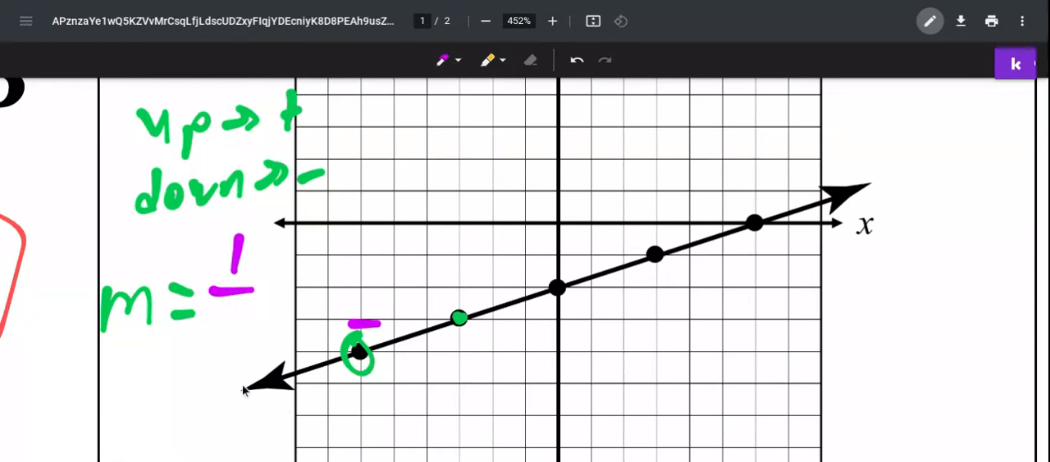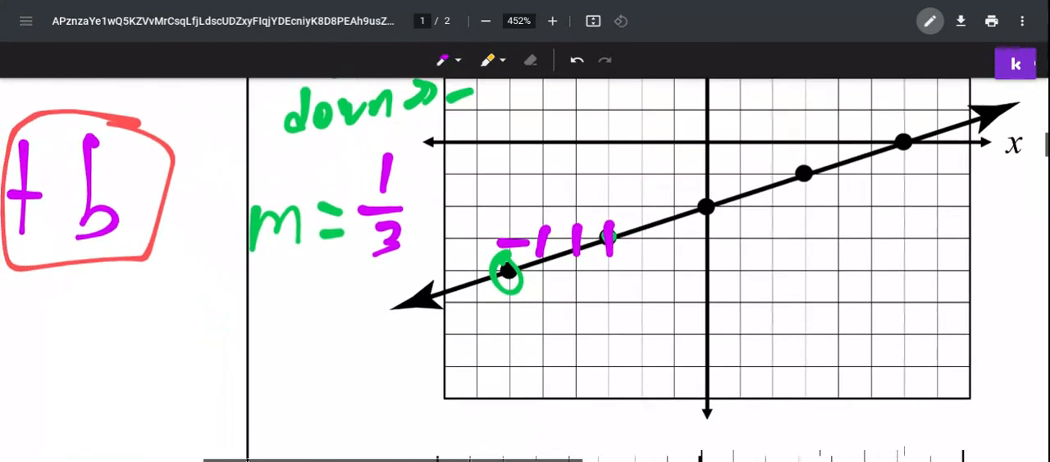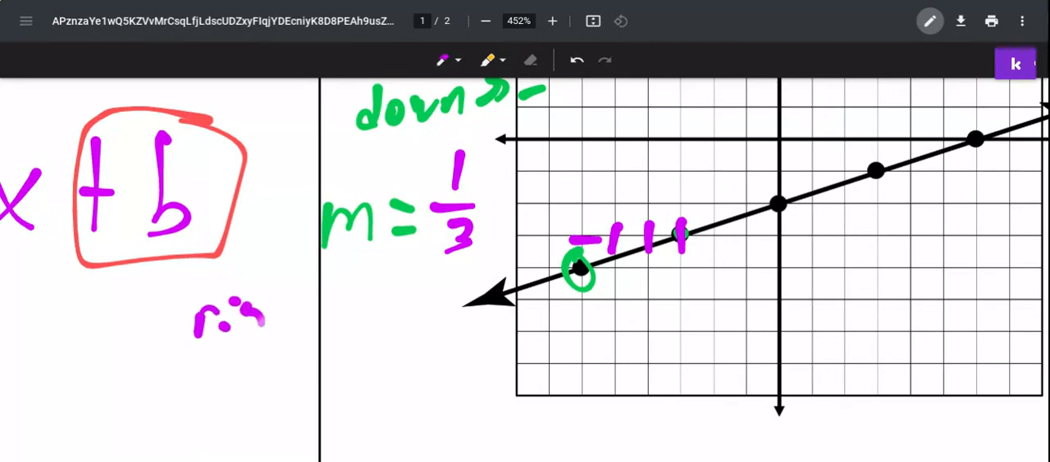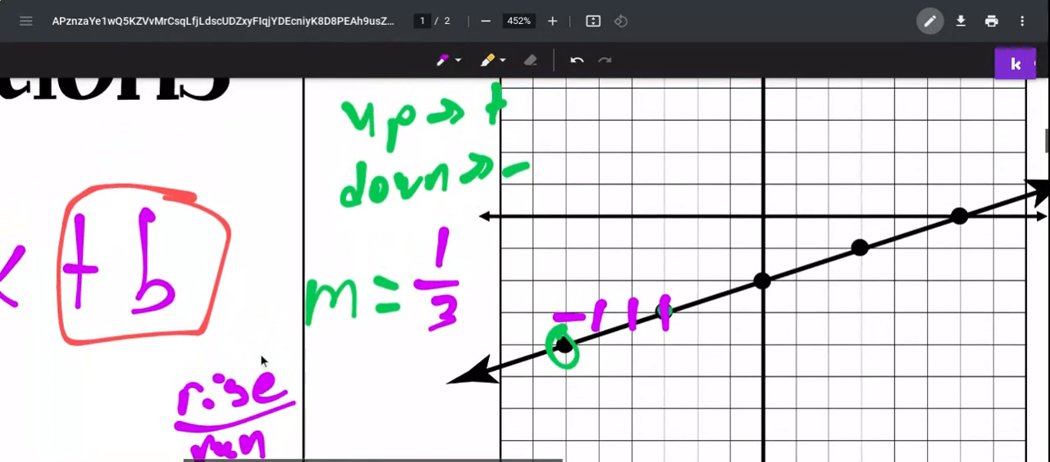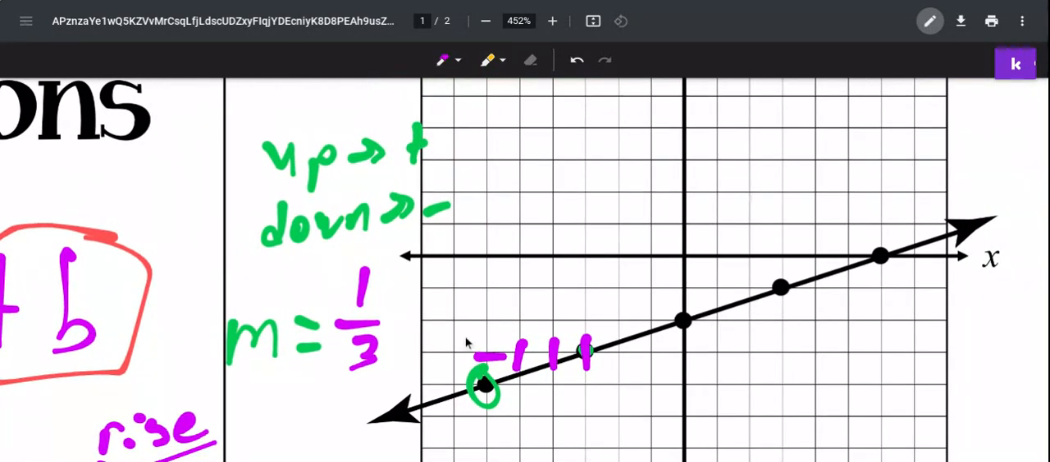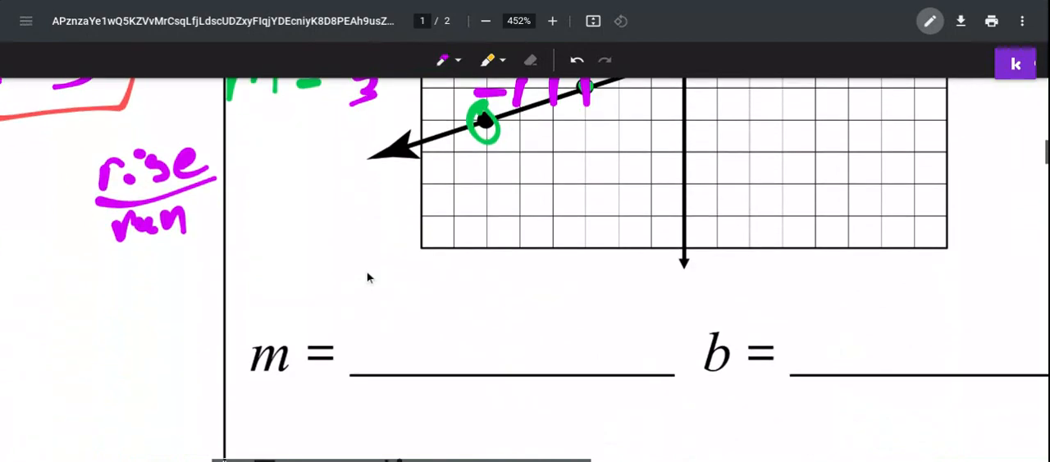So now we know our slope is positive, so we're going to go over to the right. 1, 2, 3, and that tells us our run. Because remember, the slope is rise over run, which means the vertical change over the horizontal change. So our slope for this graph is positive 1 over 3. All right, so that is m.